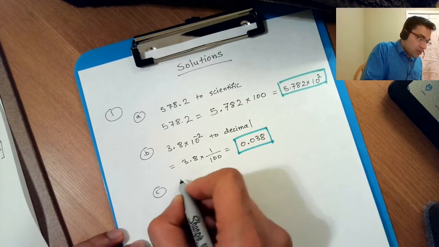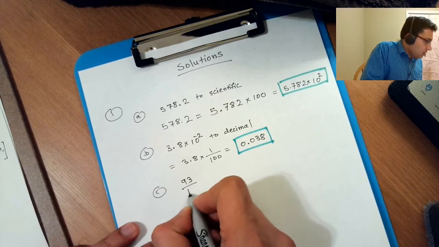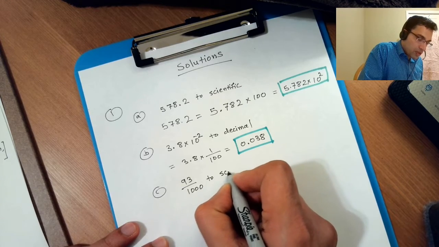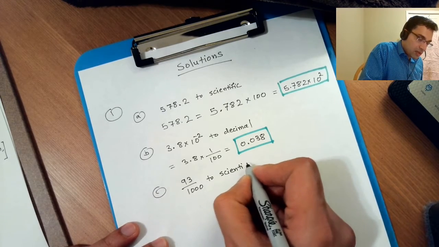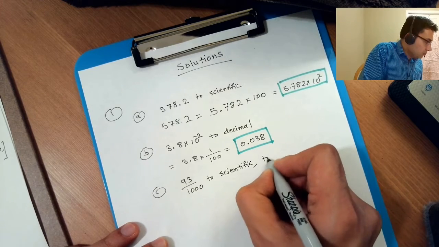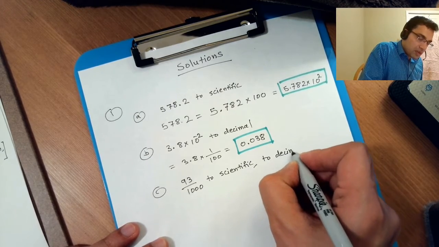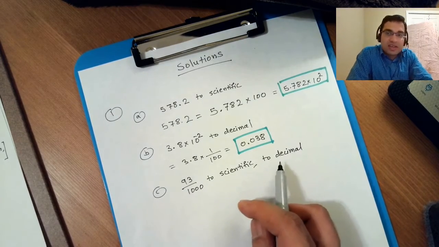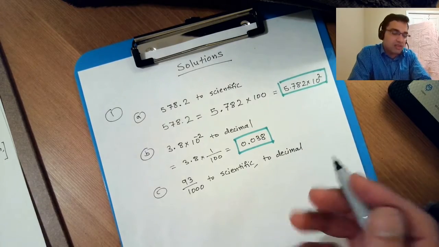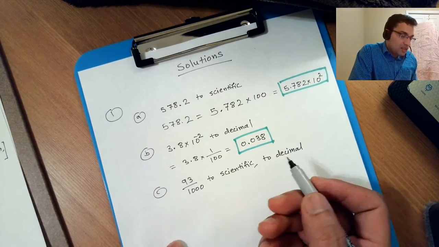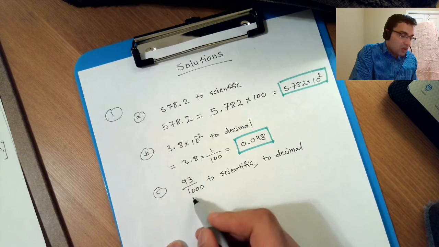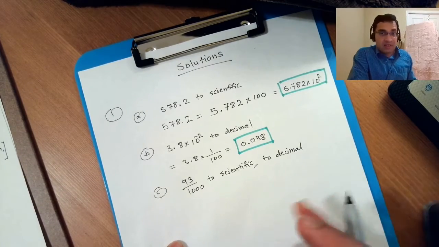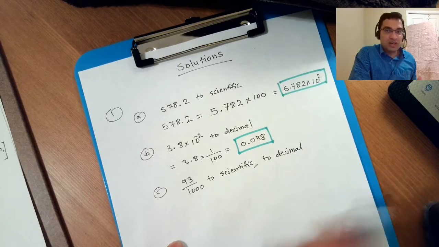All right, the next one is convert 93 divided by 1000 to the scientific format, as well as to the decimal format. All right, so I think it's actually easier to write it in decimal first, right? Because that's the more natural way of writing. So in this case, 93 divided by 1000. You know what? It depends on how you look at it. You could say that writing scientific is easier as well because this 1000 is already given to you.